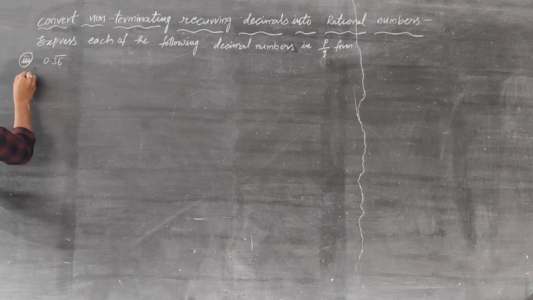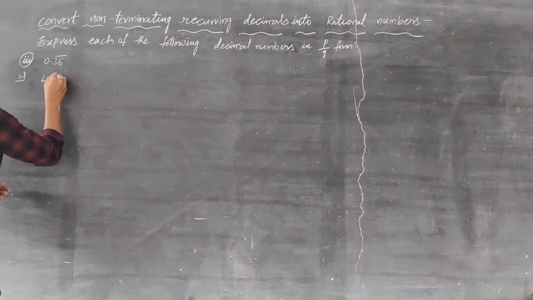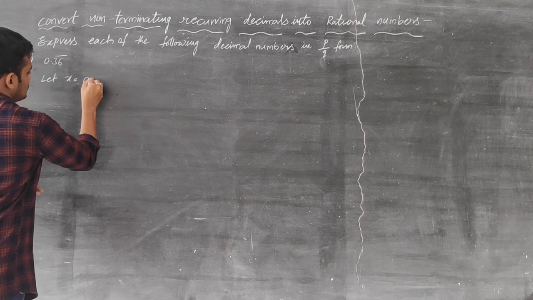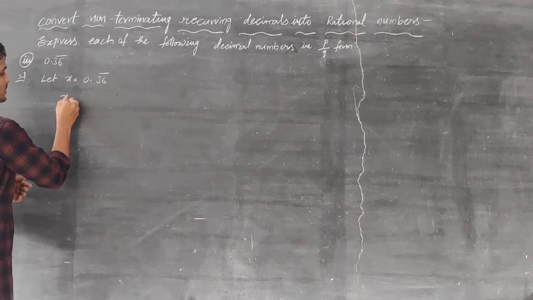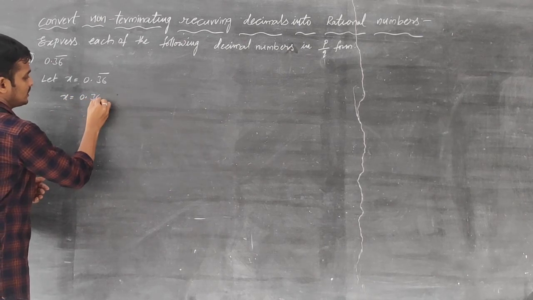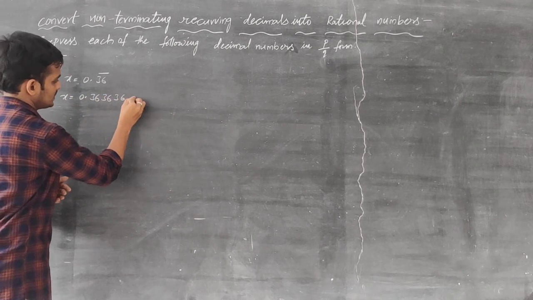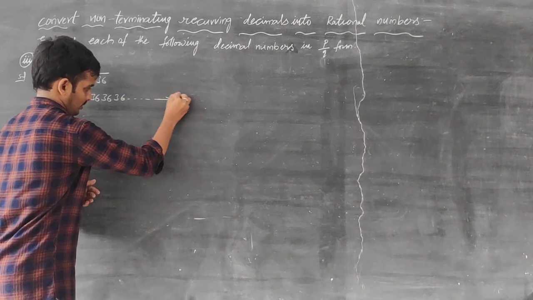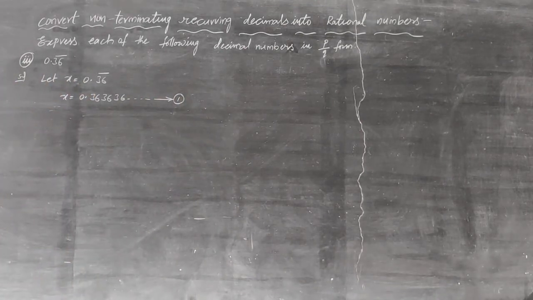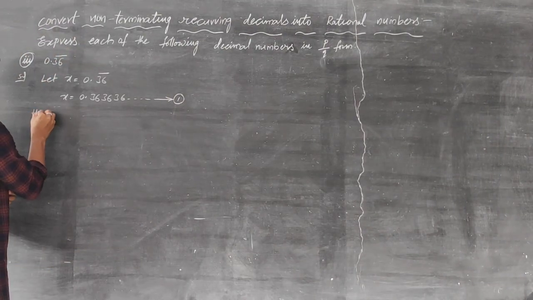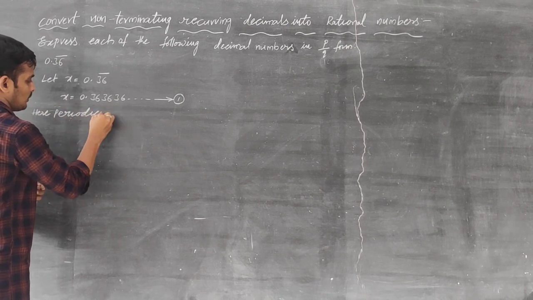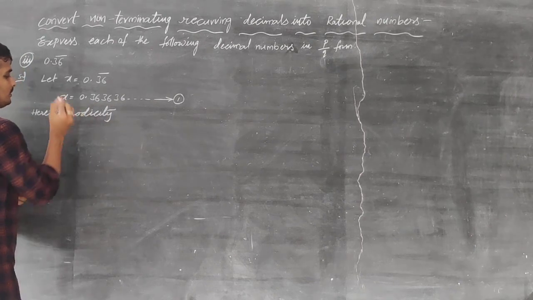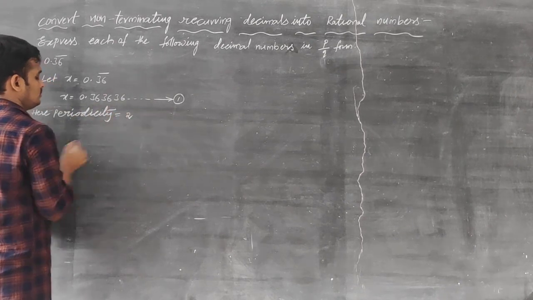Okay. Solution. What are we taking? This is x. So let x is equal to 0.36 bar. Now 0.36 bar means 0.36, 36, 36 and so on. This is equation number 1. How many digits are repeating? 2. So we have to multiply with 100. Here periodicity is equal to 2. So multiply.